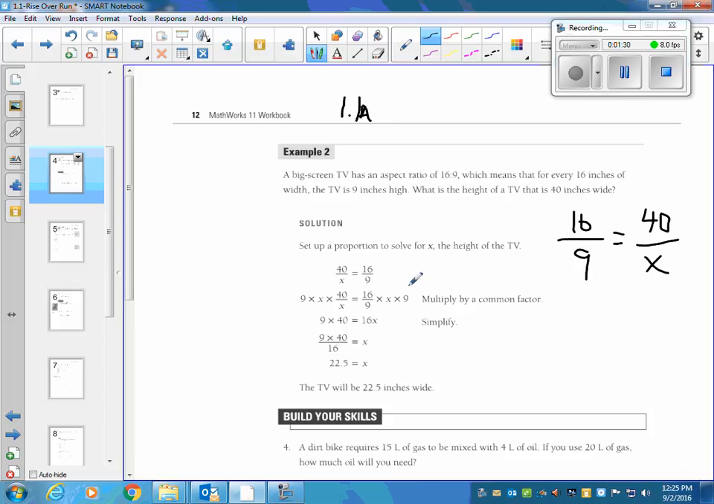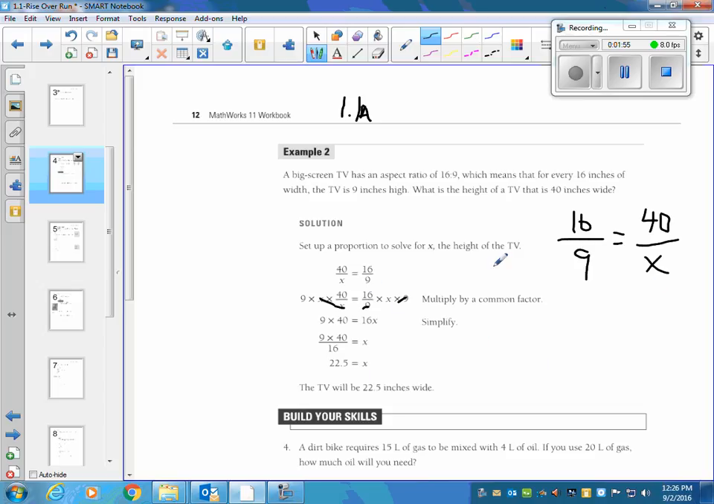Okay. Now over here in this example, they multiply by a common factor, so they multiply both sides by 9x. Now that's one way of doing it, and it works out. You multiply by 9x, this 9 crosses off. On this side you're left with 16x. Here the x's cross off, you're left with 9 times 40. 9 times 40 equals 16x. To get x alone, you divide by 16 and you get it.